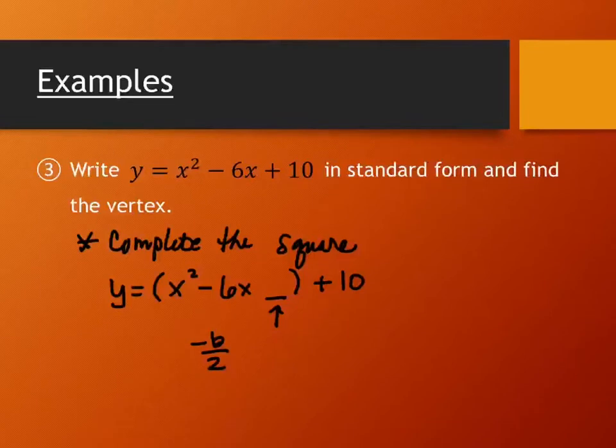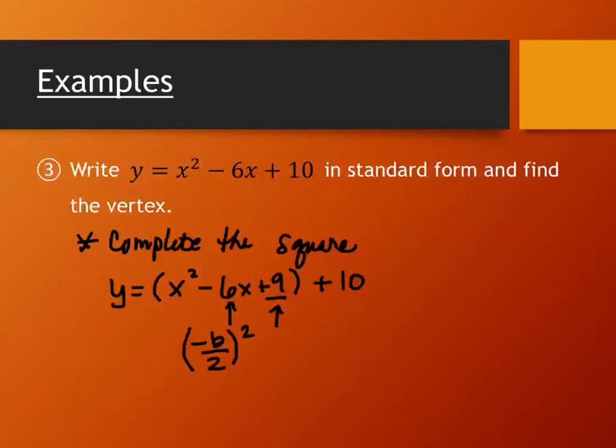Almost like the vertex formula, right? Negative b divided by 2. Well, here's b, it's 6. So if I took the opposite of negative 6, it would be positive 6. And then 6 divided by 2 would be 3. And then the last step is that I square it. So 3 squared would be 9.